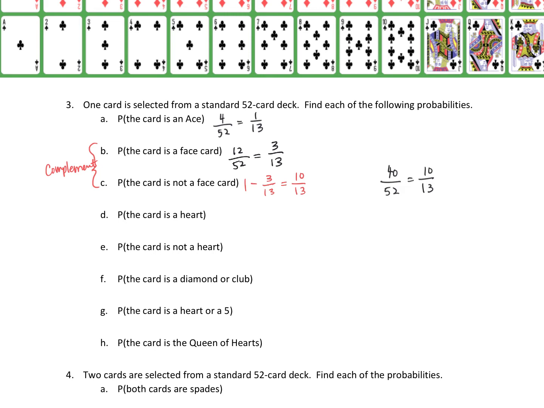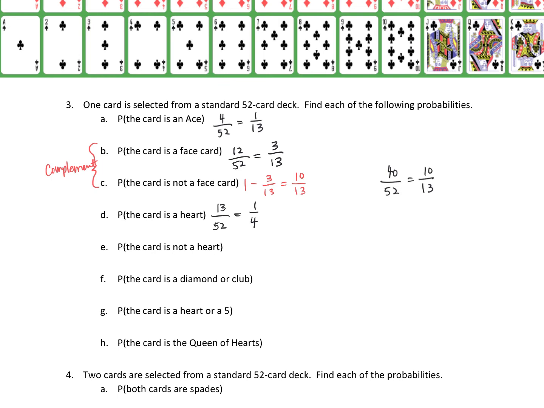Part D, find the probability that the card is a heart. If you look above, you'll see there are 13 cards that are hearts. There's 13 of each suit. So 13 hearts out of 52 cards. If you divide by 13, you'll get 1/4.